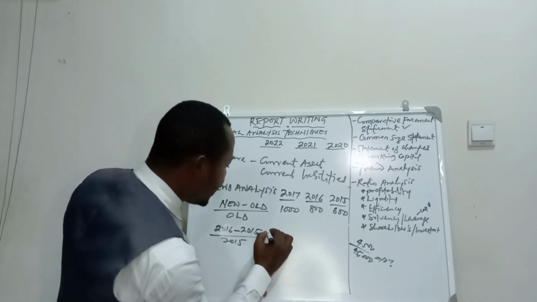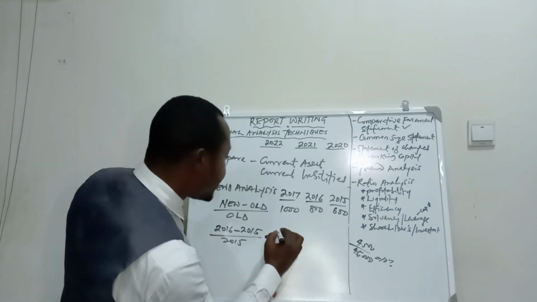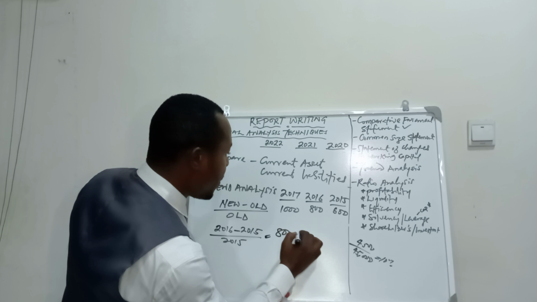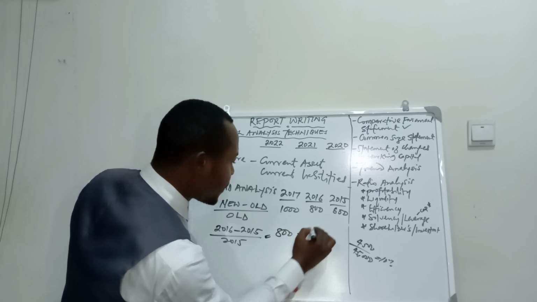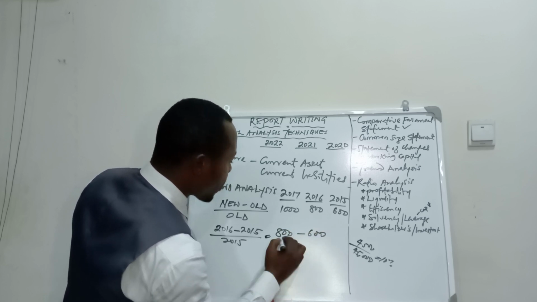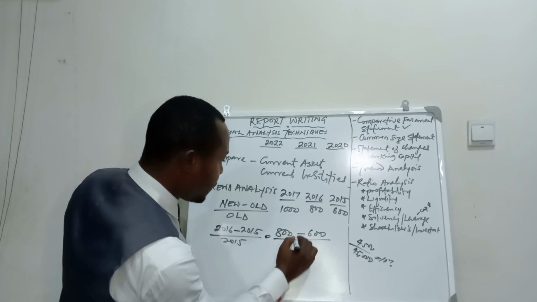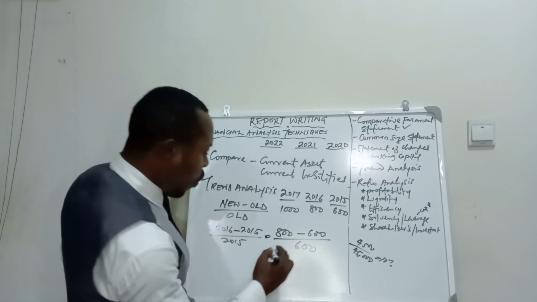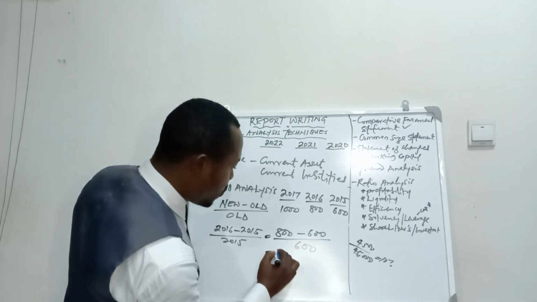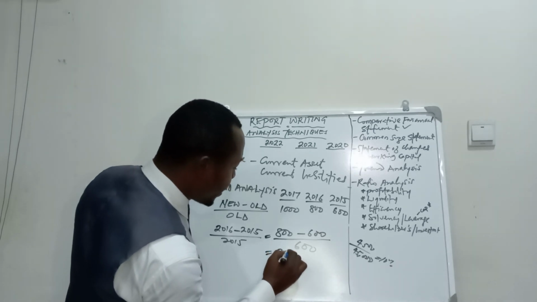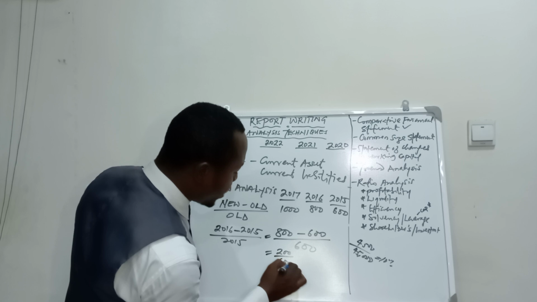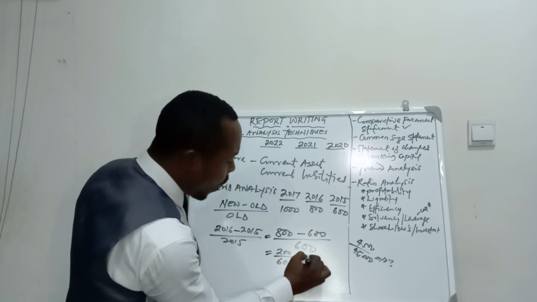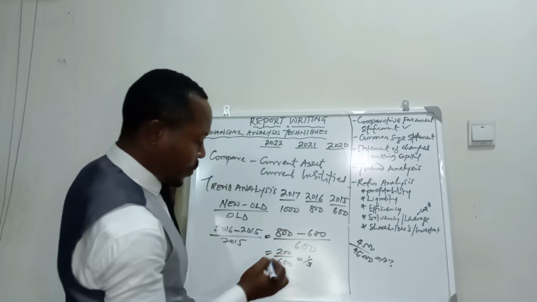You have 2016, which is what? 800, minus 2015, which is what? 600, divided by 2015, which is 600. I hope this is clear. What answer will this give you? It will give you 200 divided by 600. This will give you 1 over 3.